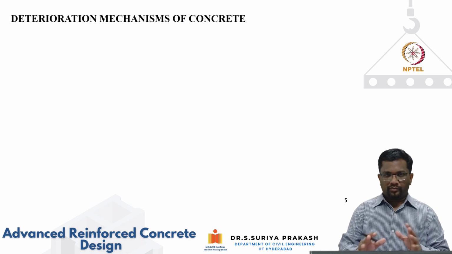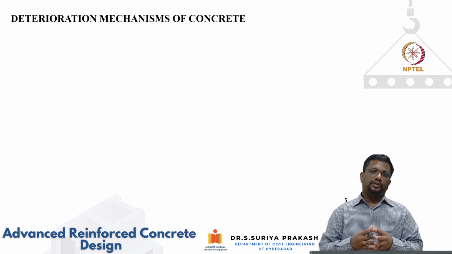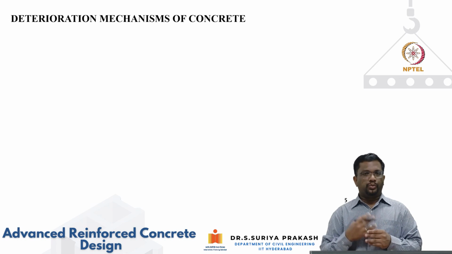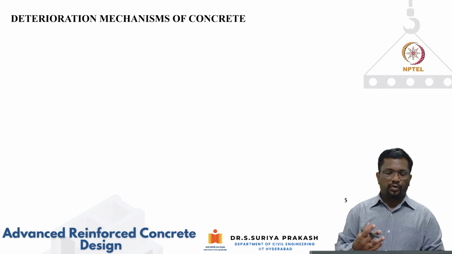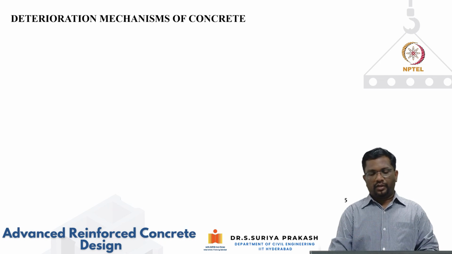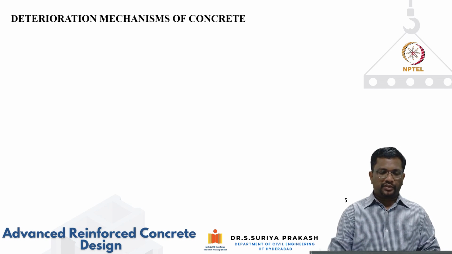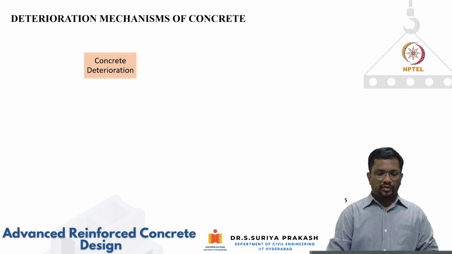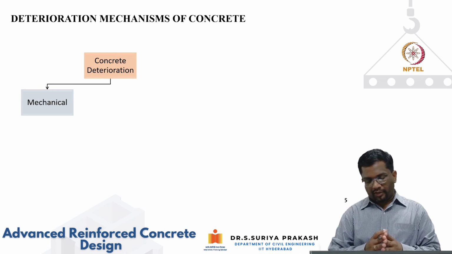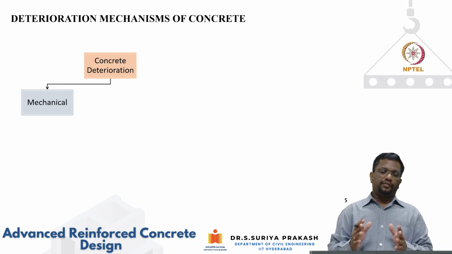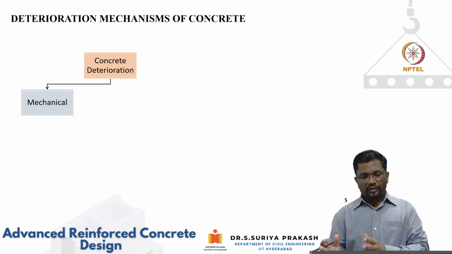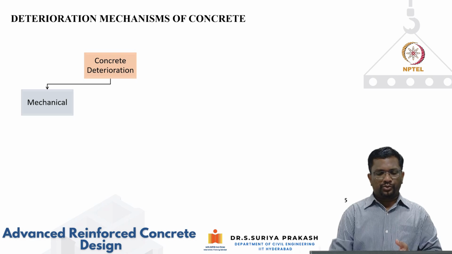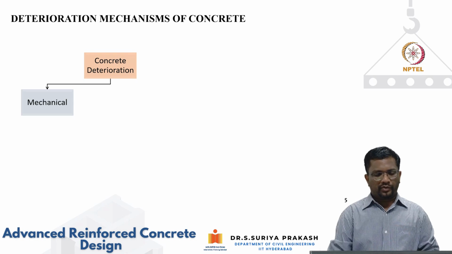Right. So, in the last lecture we discussed what durability is and why it is important that we properly consider it in the design. Now let's see what the different deterioration mechanisms of concrete are. The overall deterioration mechanism can be classified as concrete deterioration and reinforcement deterioration. Reinforcement deterioration is basically corrosion. We have two types of corrosion. We will talk about that.